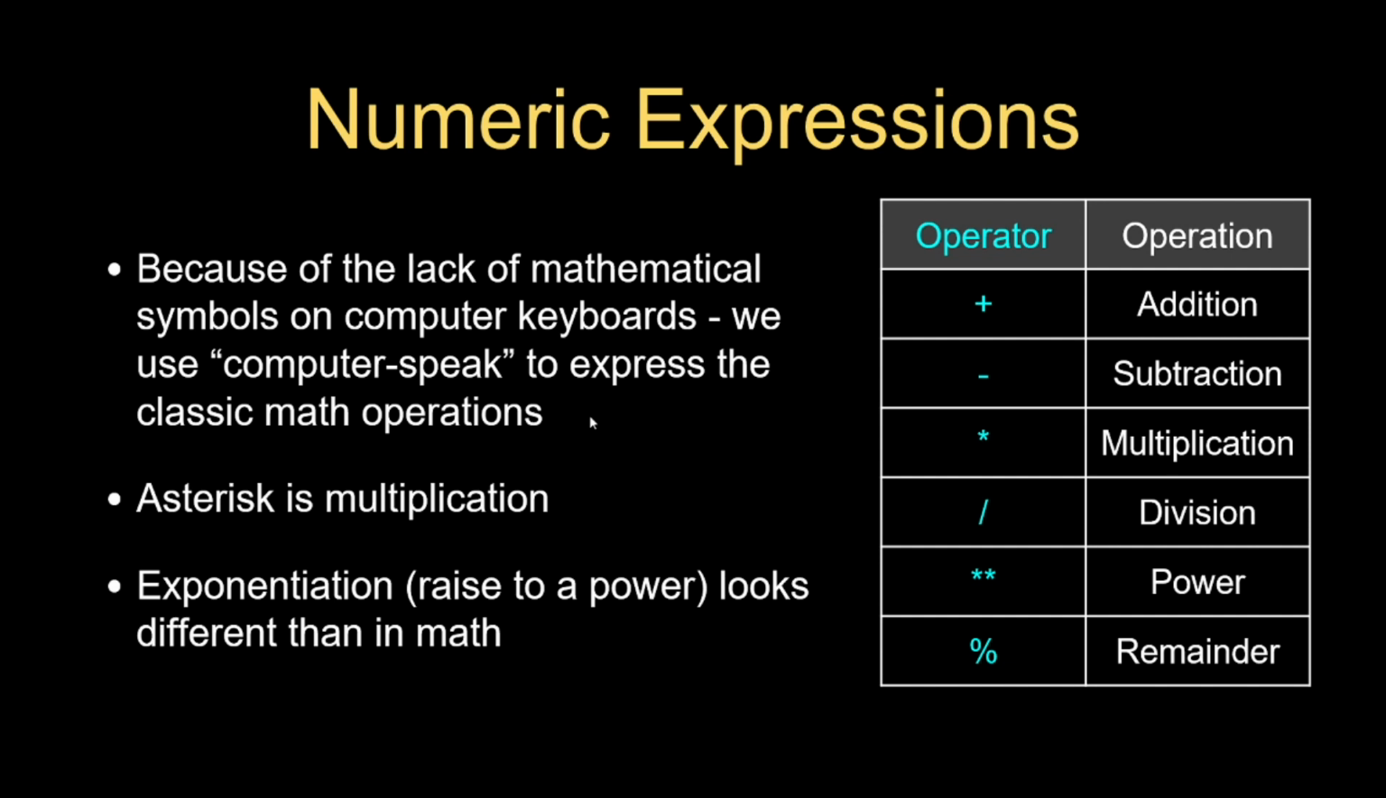Numeric expressions, okay, these are the most common expressions that we get to deal with in programming. So, because of the lack of mathematical symbols on computer keyboards, we use computer speak to express classic math expressions. This means there are certain characters that you should use if you want to perform that numeric expression. For example, you use asterisk in multiplication, and for exponentiation, okay, you use double asterisk. Okay? So these are the operators.